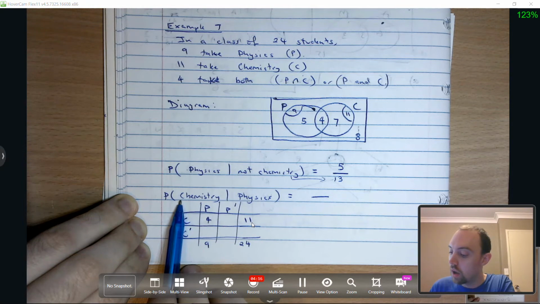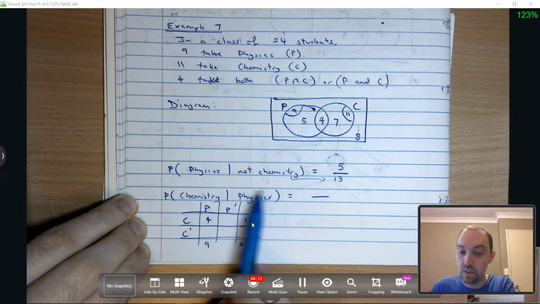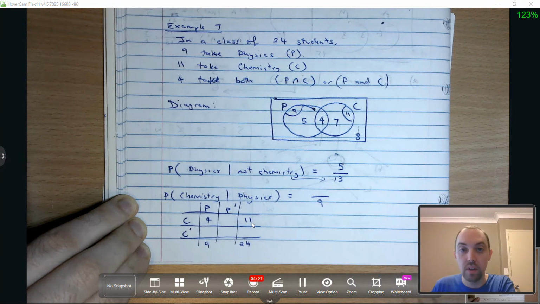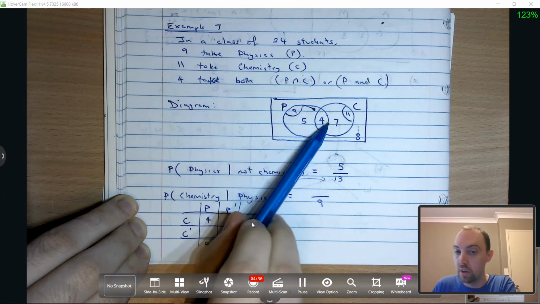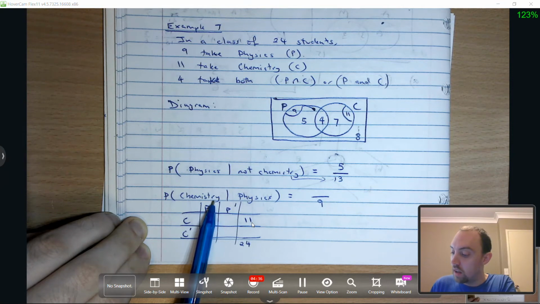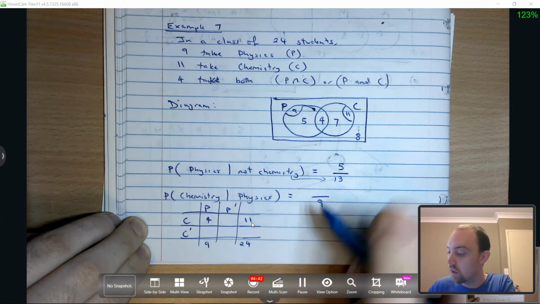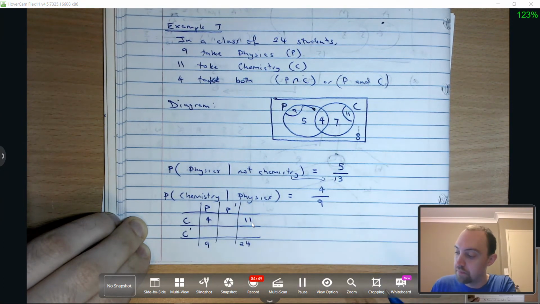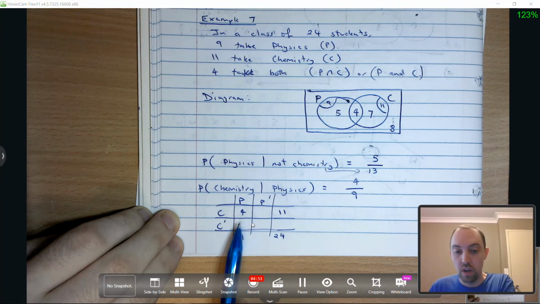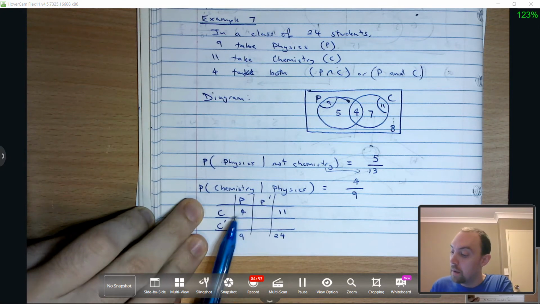So, what is the probability of chemistry given that they are taking physics? How many people are taking physics? There are 9 people in that bubble there, as indicated by the bubble, or you can just do 5 plus 4. How many people are taking chemistry that are also taking physics is 4.